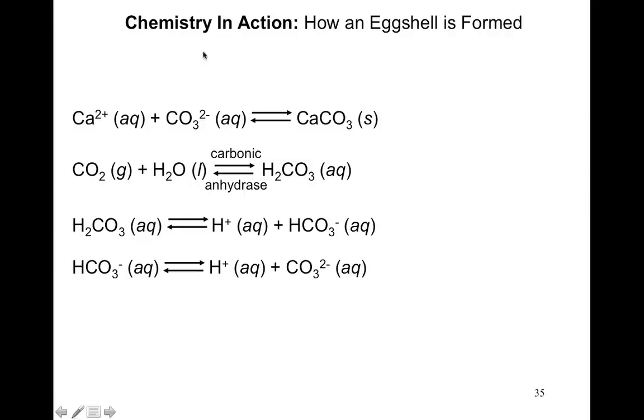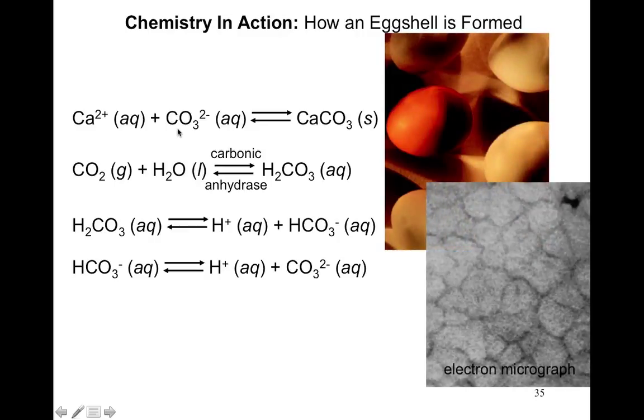So last thing is your chemistry reaction, how an eggshell is formed. Calcium carbonate makes calcium carbonate, which is great. Here shows you water and carbon dioxide with this enzyme, carbonic anhydrase, forming H2CO3, in equilibrium, a weak acid, weak base equilibrium, and then its conjugate base in its weak acid, weak base equilibrium. And that's what gets us this carbonate that we later use to build the eggshell with calcium. So there you have it, an electron micrograph of eggshells.